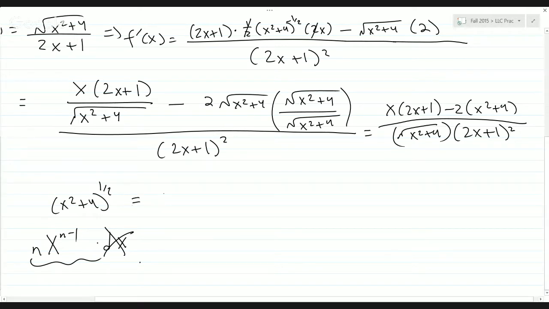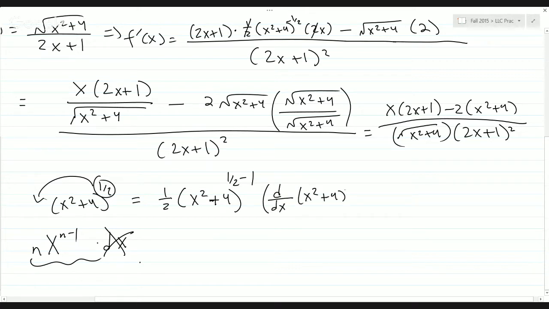So this would be 1/2 by bringing the exponent down. We rewrite what's in the parentheses, 1/2 minus 1, times the derivative of what's inside. So we have 1/2 times x squared plus 4 to the minus 1/2 times 2x.